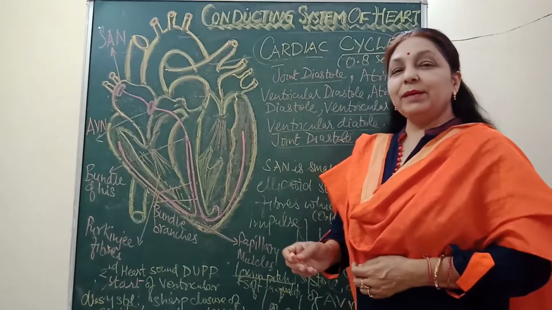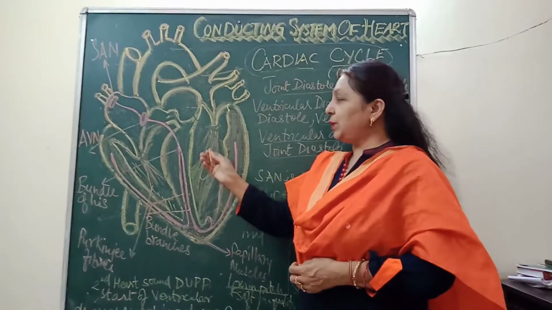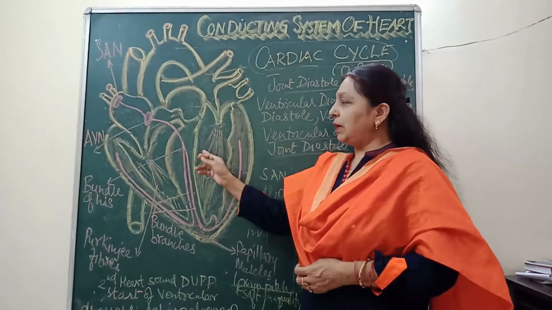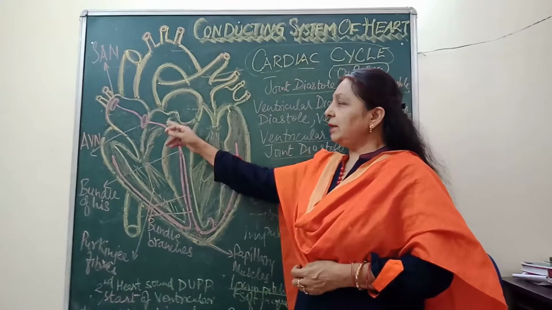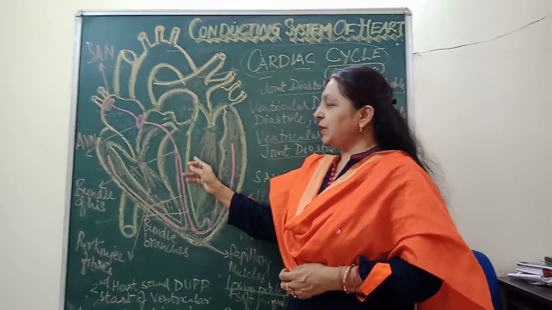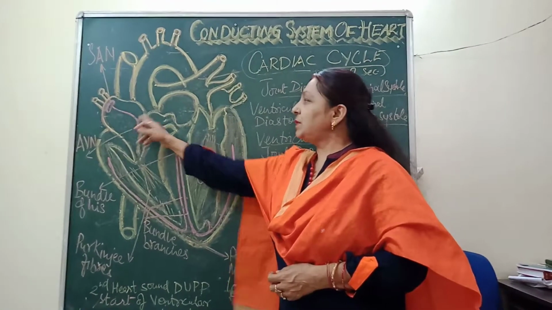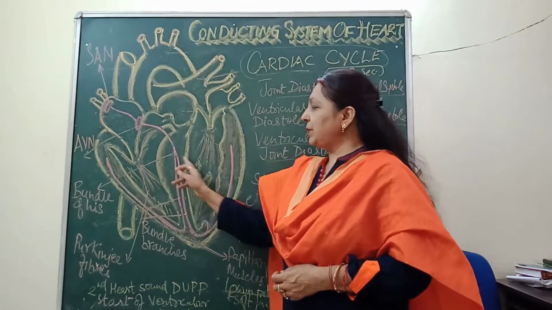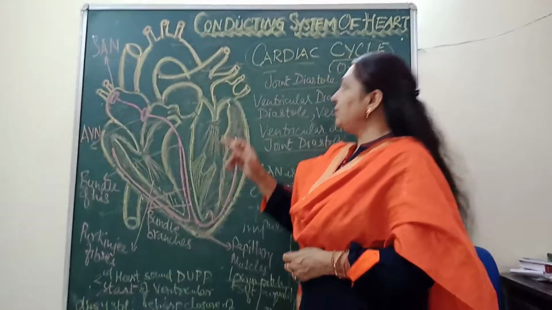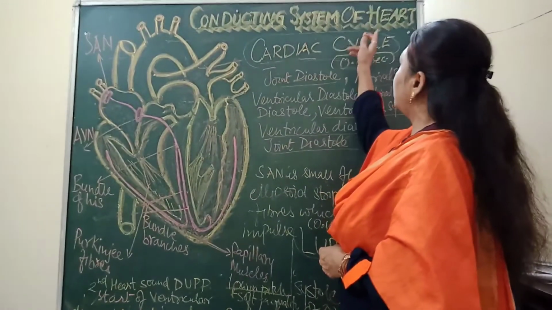Hello viewers, in my previous lecture I explained to you about the circulation of blood by the heart, and I explained the various chambers of the heart: the human heart is four chambered, the upper two chambers are auricles and the lower two chambers are ventricles. Today we will study the conducting system of the heart.